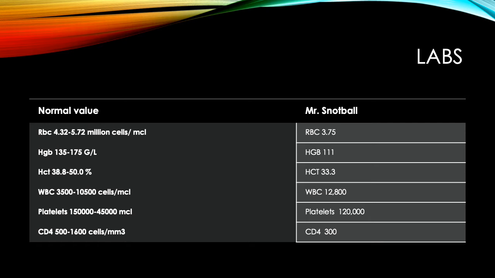His white blood cell count is high at 12,800, and platelets are 120,000, which are low. Also, his CD4 count is low. It's 300. Usually, a CD4 count of under 200 would indicate progression to AIDS. So that's definitely something that his doctor is going to want to investigate.